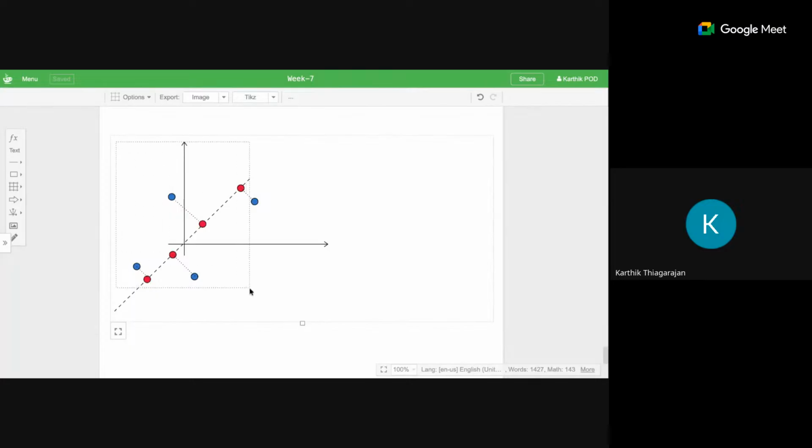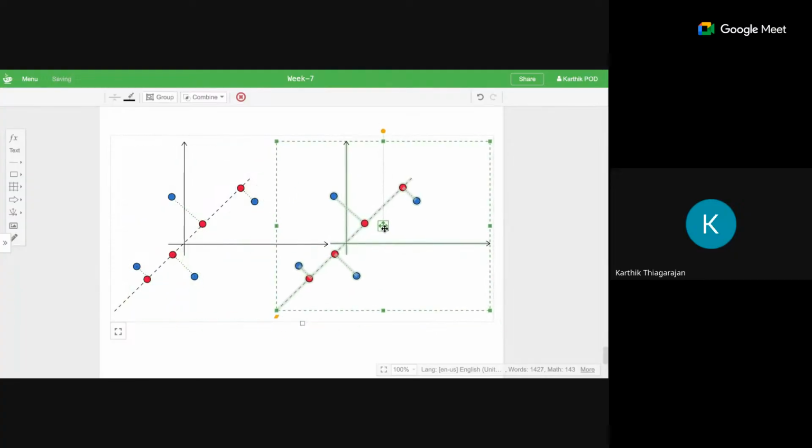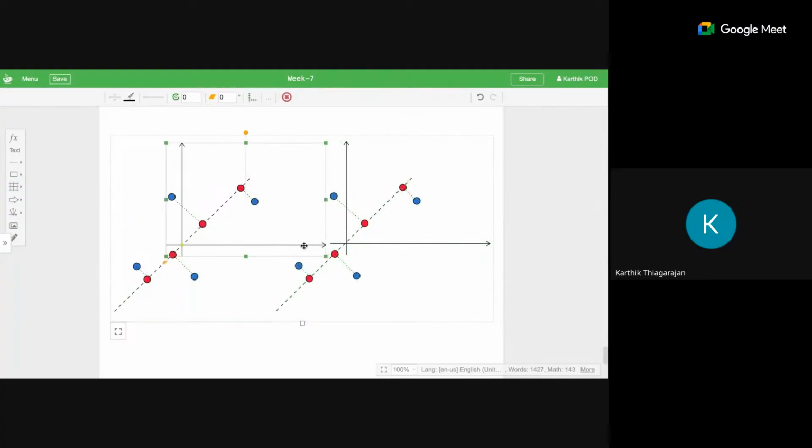I'll show you the same data set, but with a case where the variance is not so much. So let's make this small. Okay, let's look at some other direction. In fact, I'll show you a direction where the variance is going to be very small.